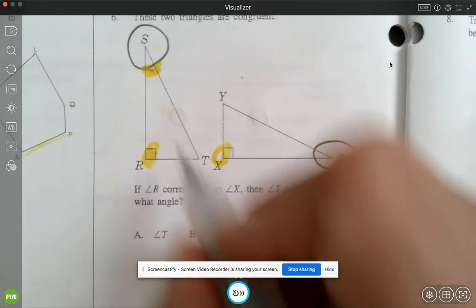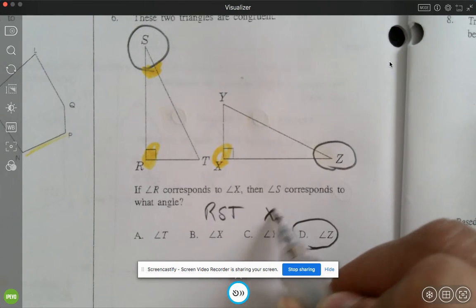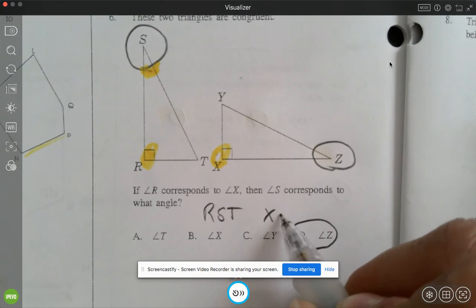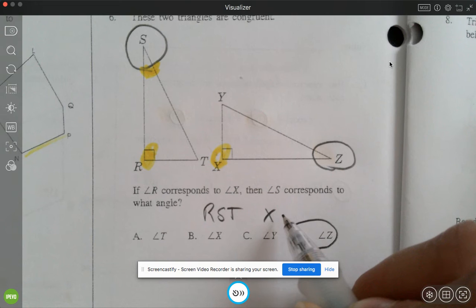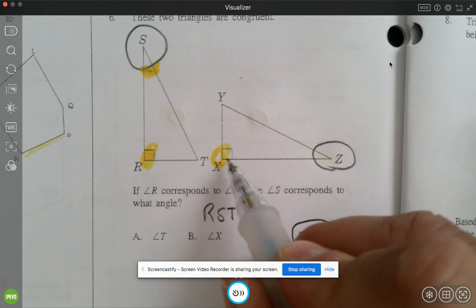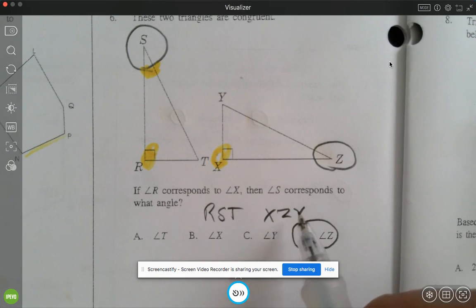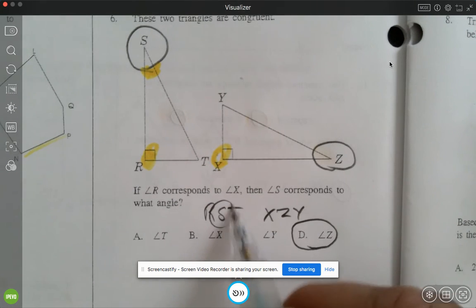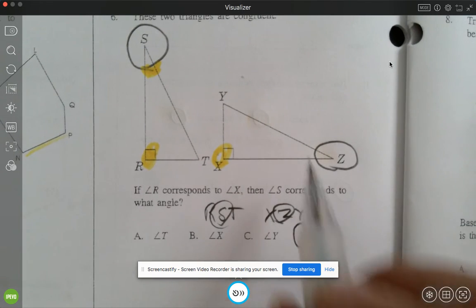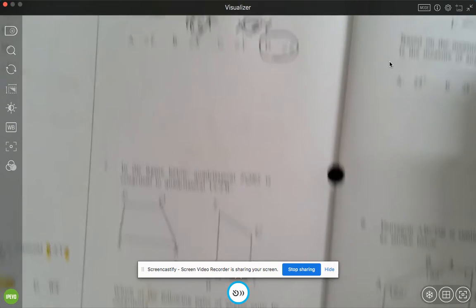If you went in order here, it would be R, S, T. Here it would be X. If you went around this way, it would be X, Z, Y, and then S and Z are both middle letters. But that one's more less of a hack and more just common sense.